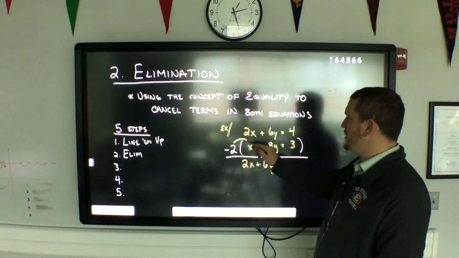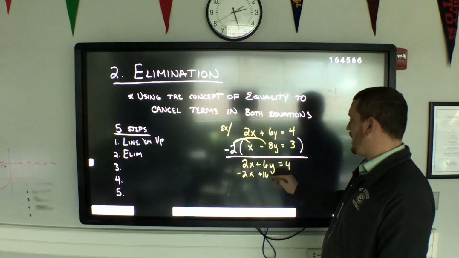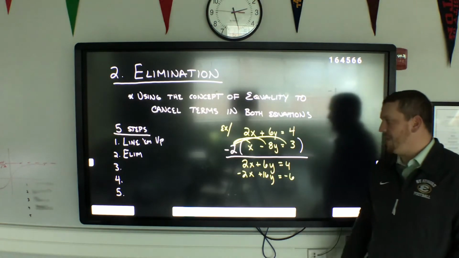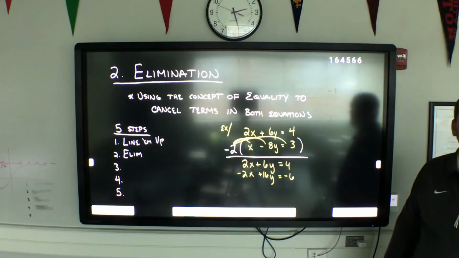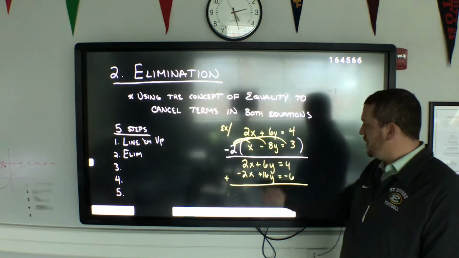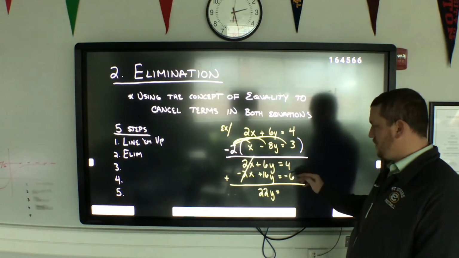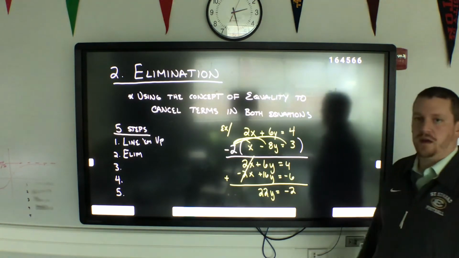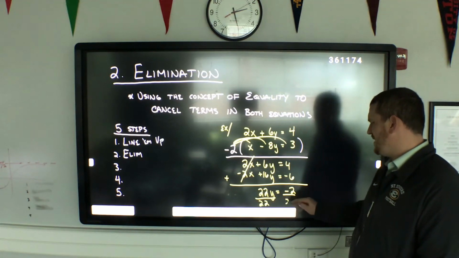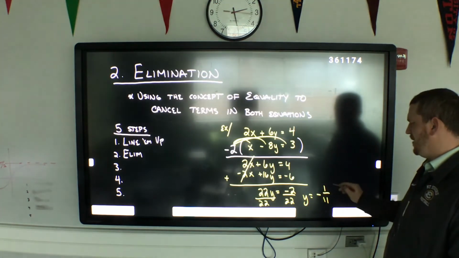But now my second equation, when I multiply this in, you get negative 2x plus 16y is equal to negative 6. And then when I go through and solve this, what's actually going to happen is when I put these two equations together by adding them, the 2x's cancel and we're left with 22y is equal to 4 minus 6, which is negative 2. So now we have an easy way to solve for y. You divide both sides by 22 and you get y is equal to negative 1 over 11.